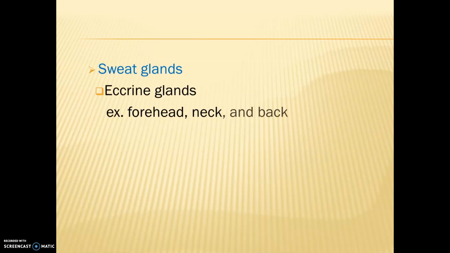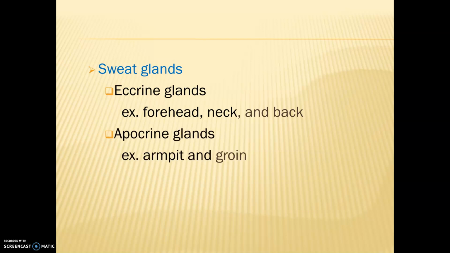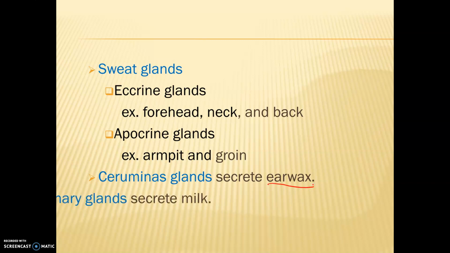Another gland that we're going to see are sweat glands. Sweat glands are eccrine glands. We're going to find these on our forehead, neck, and back. Apocrine glands are a different type of sweat gland, and we find those in our armpits and groin. And then a different kind of gland here is going to be our ceruminous glands. These are actually going to secrete earwax. So a different type of gland here. And then finally, we're going to see mammary glands, and those are going to secrete milk.